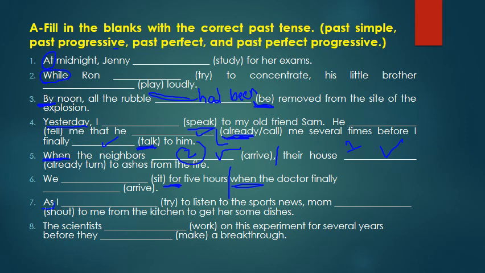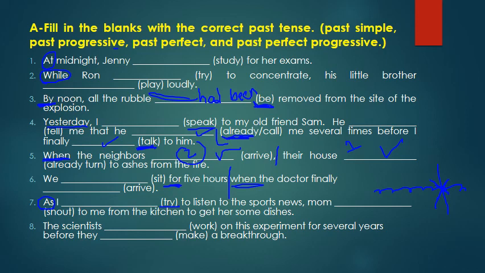As, again, past progressive. As I was trying to listen to the sports news, Mom, okay, something happening. I was trying to listen to the sports news, and then Mom shouted to me from the kitchen to get her the dishes. Okay, action happening. I was trying to listen. Mom shouted to me. Past progressive, past simple.